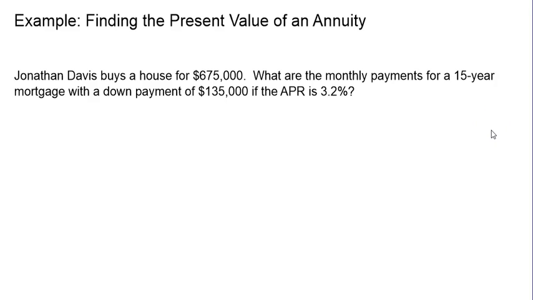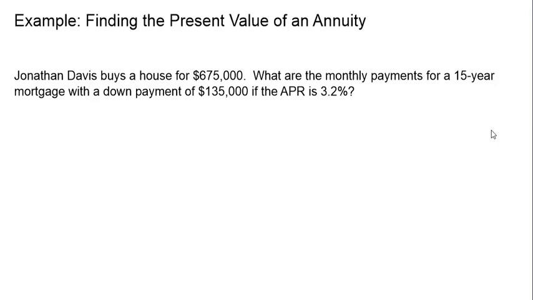In the last example, we're going to find the present value of an annuity. So basically, we're going to find the monthly payments for a mortgage. Jonathan Davis buys a house for $675,000. What are the monthly payments for a 15-year mortgage with a down payment of $135,000 if the APR, annual percentage rate, is 3.2%? So the first thing we should do is get rid of that down payment.